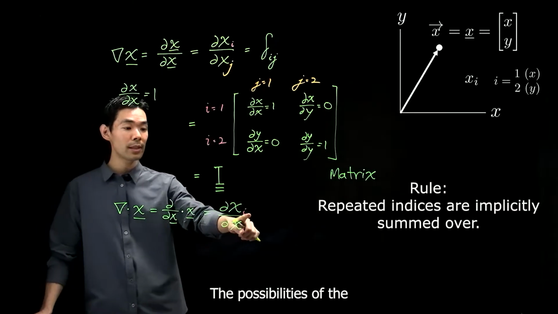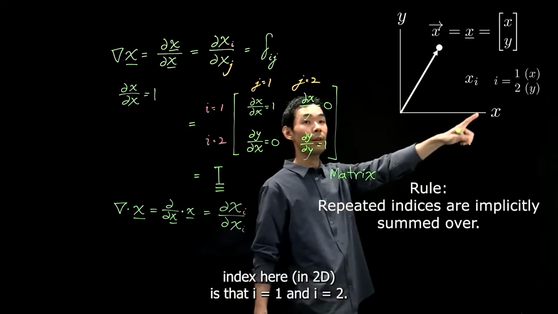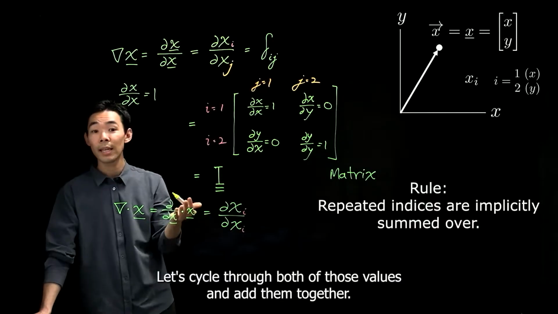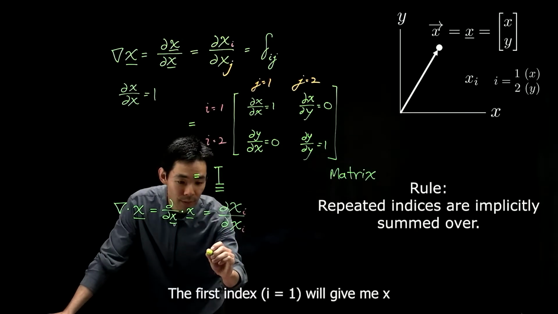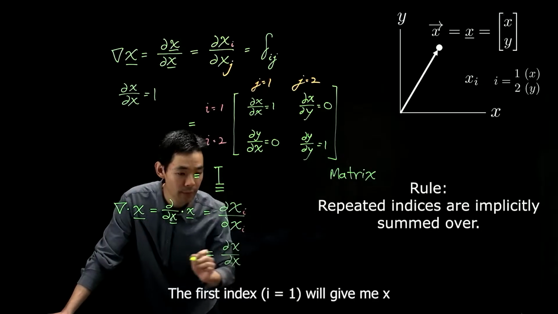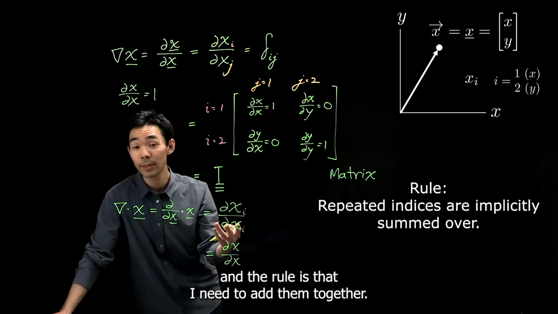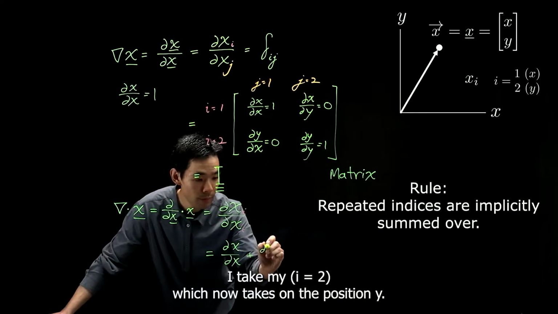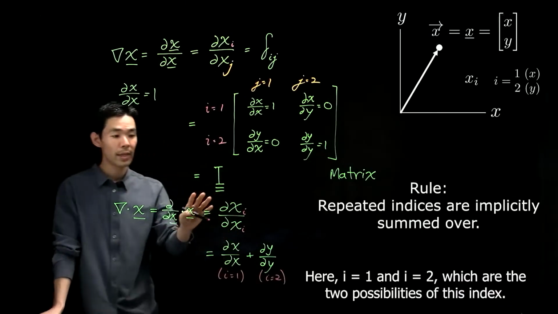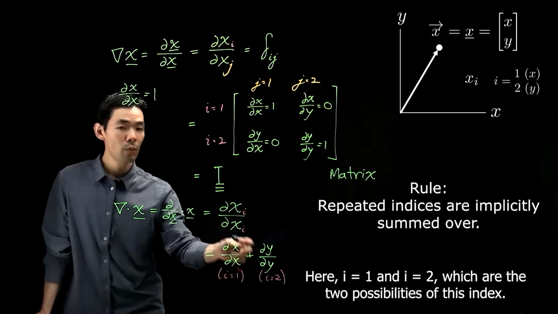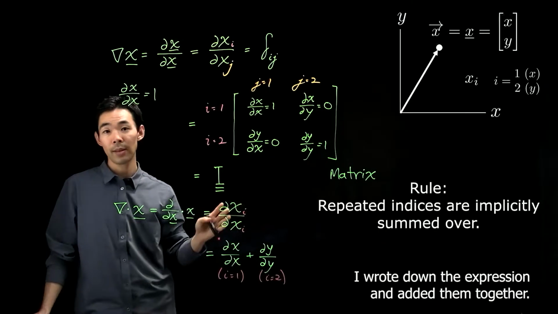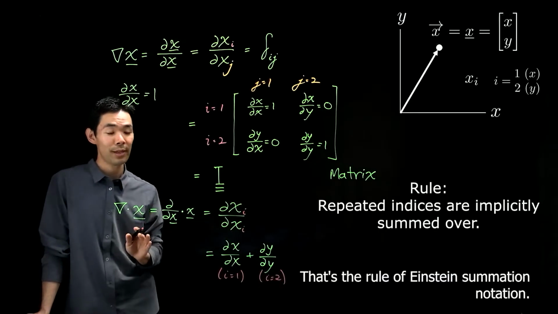So the possibilities of the index i is that it can take on the value of 1 or 2. So let's cycle through both of those values and add them together. So the first index, i of 1, will give me x, just like that. And the rule is I need to add them together, right? So I'm going to take my i of 2, which now takes on the position y. So I've taken i of 1, i of 2, which are the two possibilities of this index i, wrote down the expression, and added them together. That's the rule of Einstein summation notation.